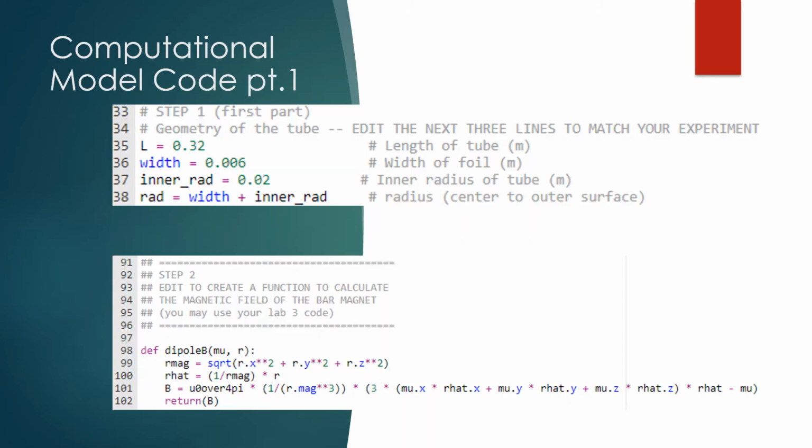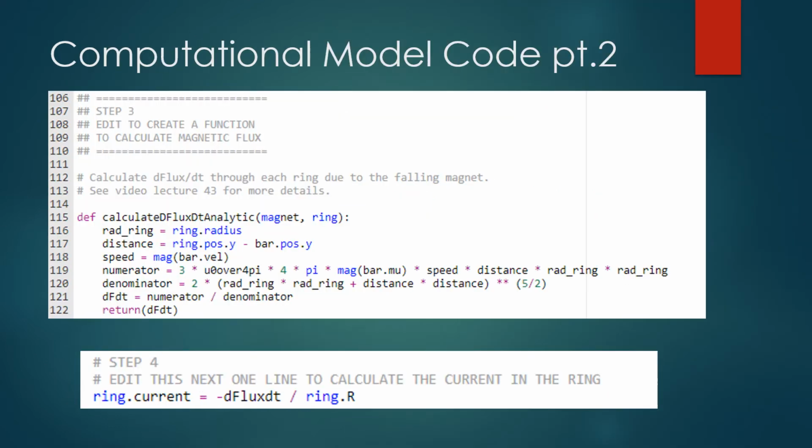For the code of my computational model, in step 1, the tube's geometry was used. In step 2, I defined the magnetic field of a dipole at any location using the formula for it. In step 3, the time derivative of flux was calculated, and in step 4, the current of a single ring of the tube was found using the code shown.